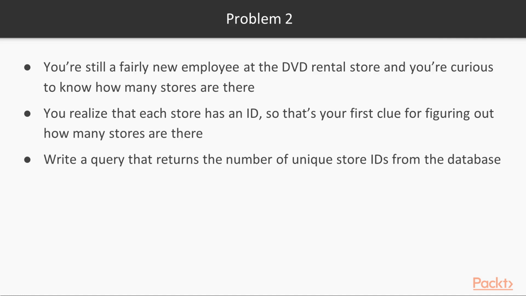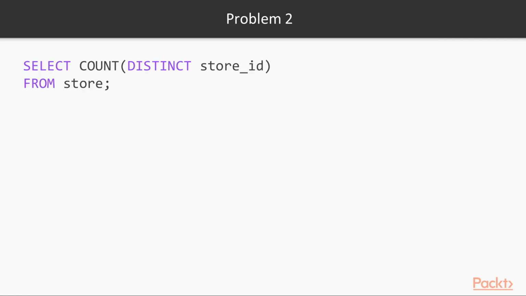So for problem 2, you're still a fairly new employee at the DVD rental store, and you're curious how many stores there are. You realize that each store has an ID, so that's your first clue to figuring out how many stores there are. Write a query that returns the number of unique store IDs from the database. Now, for this problem, I mentioned there were 2 different tables you could query this information from. The most obvious table for this scenario might have been the store table. So let's take a look at the query you could have written for the store table. Select count, passing in distinct, and then the store ID column from store.